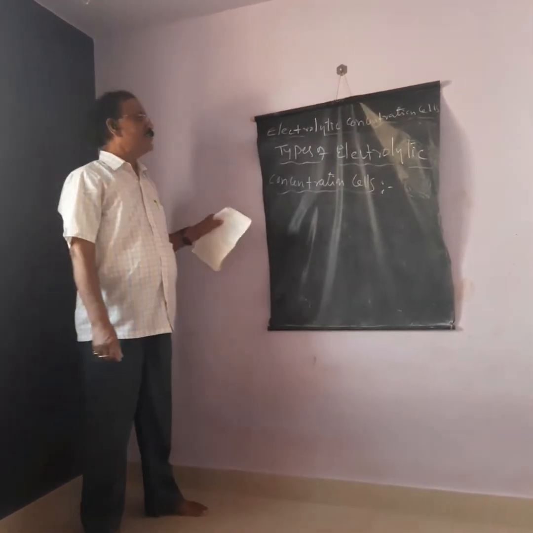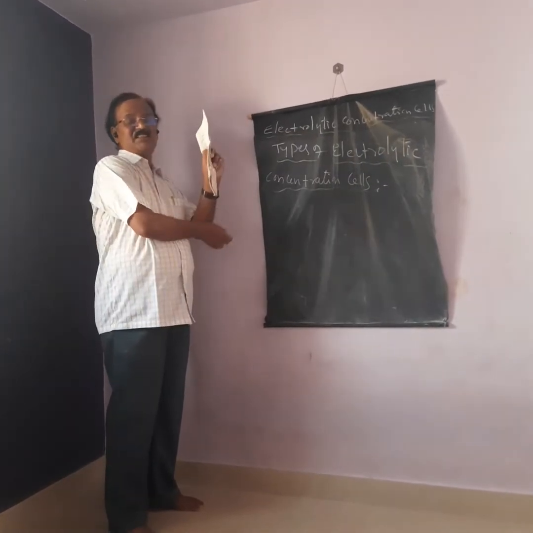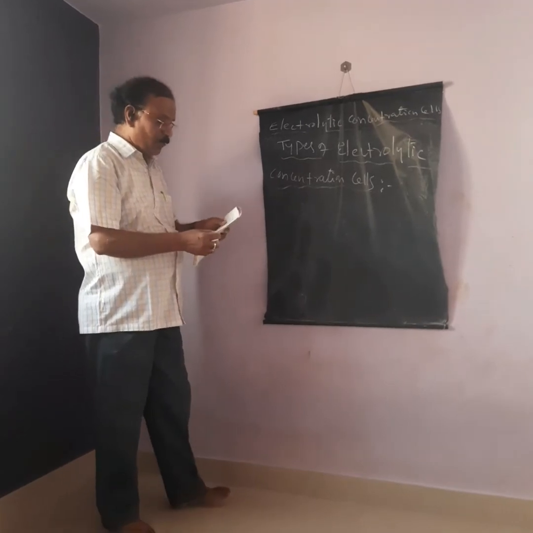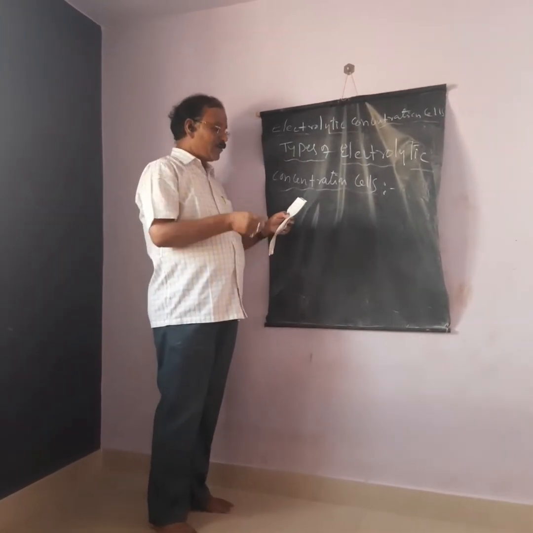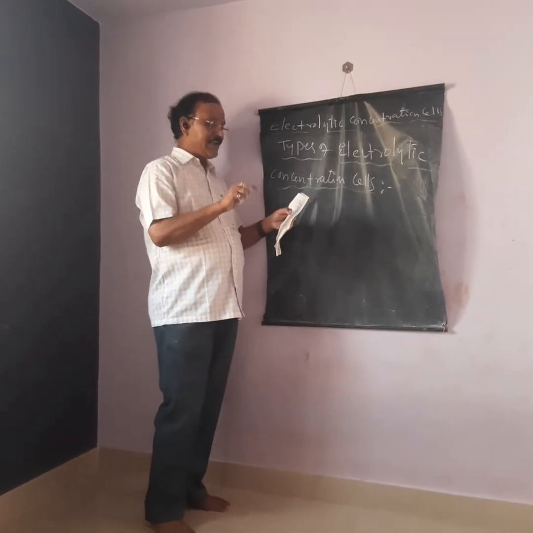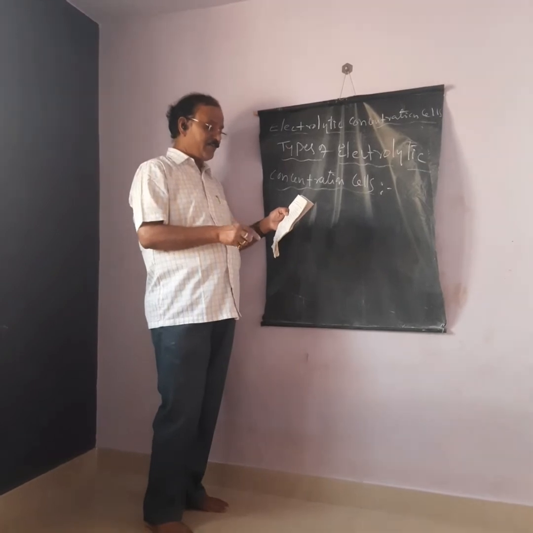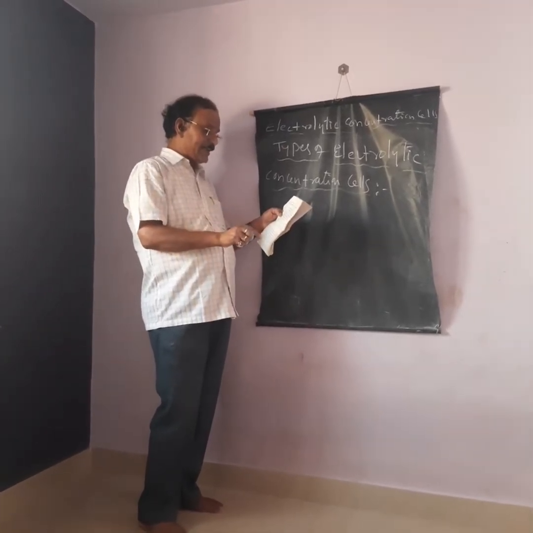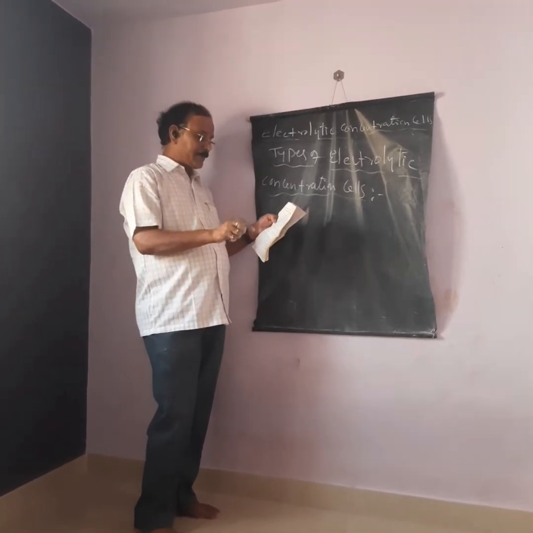So as usual, there are two types of electrolytic concentration cells. In one type, the two electrolytic solutions are not in direct contact with each other, and the transference of ion from one solution to the other does not take place directly. These are called concentration cells without transference.